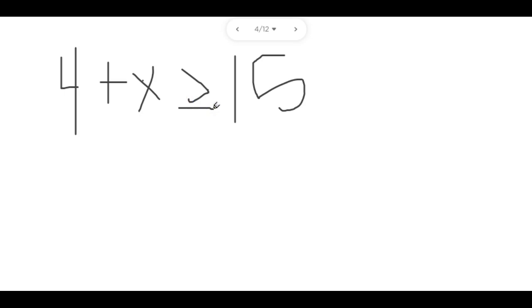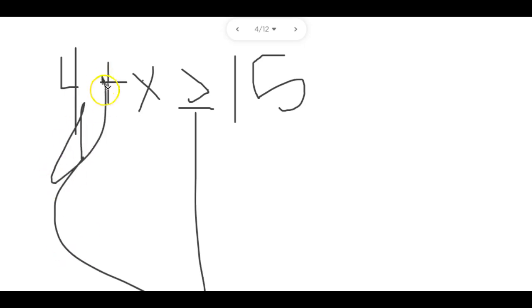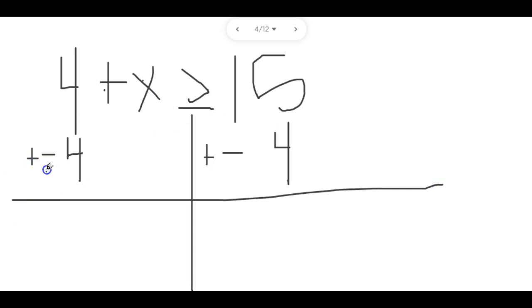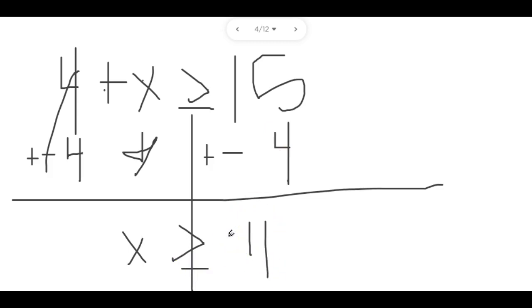Really simple. Same thing that we did yesterday. I'll still draw this line down here. How are we going to get rid of this positive 4? It's simple. You're going to add a -4 to this side, and a -4 on this side. Remember, what you do to one side, you have to do to the other side. This gives you a 0 pair. You bring down the x, and you're left with x is greater than or equal to positive 11. And there's your answer.